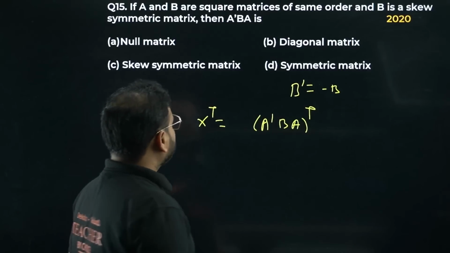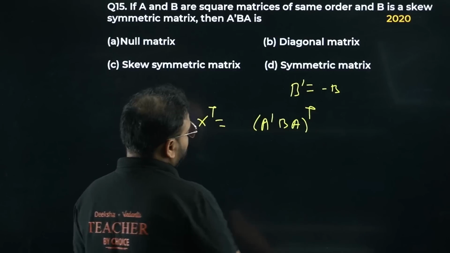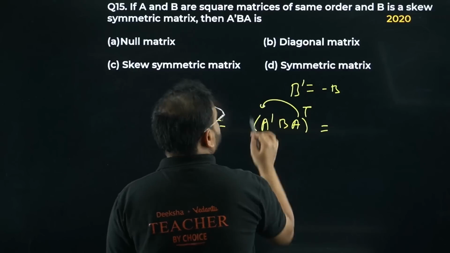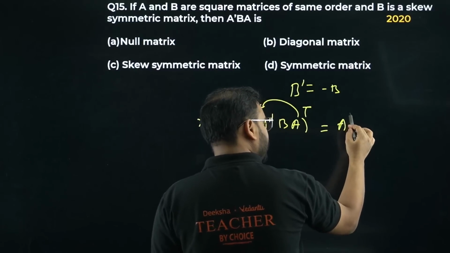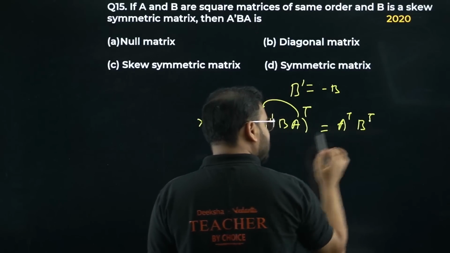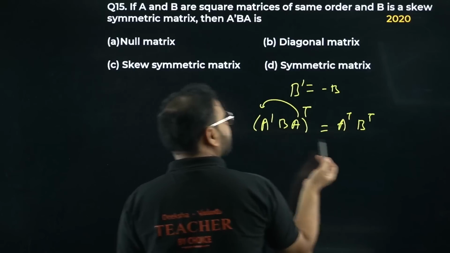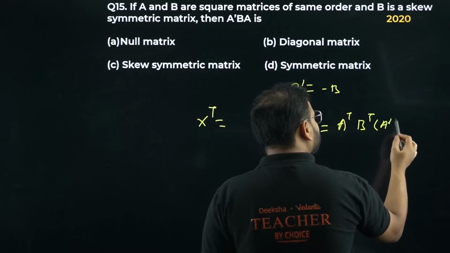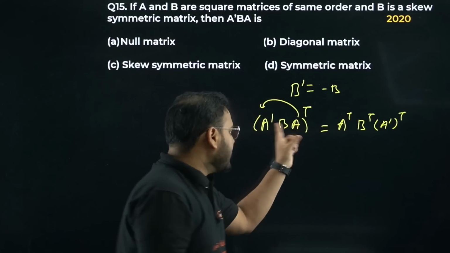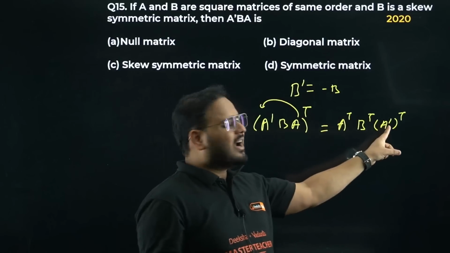Now check this out. Of course this A will come in front, so it will become A transpose, and this B will become B transpose because it's in the middle, and this A dash will become A dash transpose at the end. I'm writing this to make life easier for us. So you can see the order: A will come in front, A dash will go at the end.